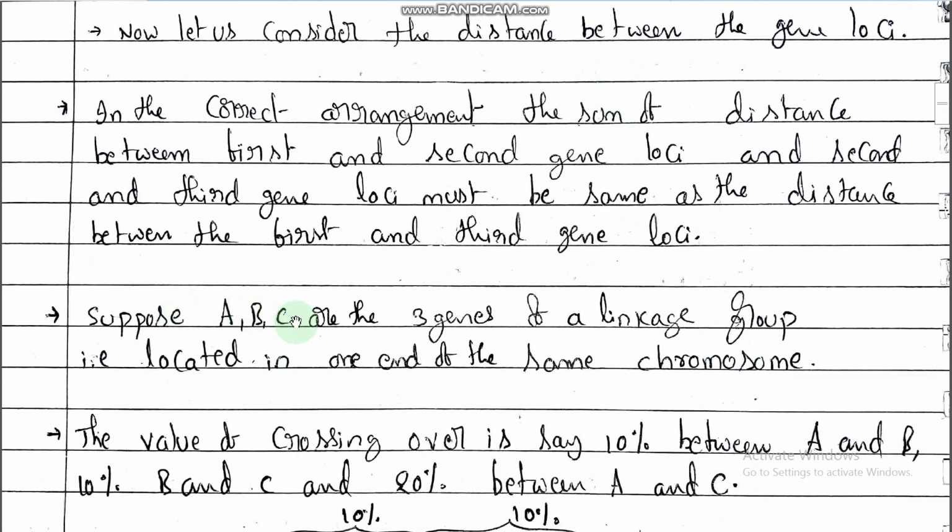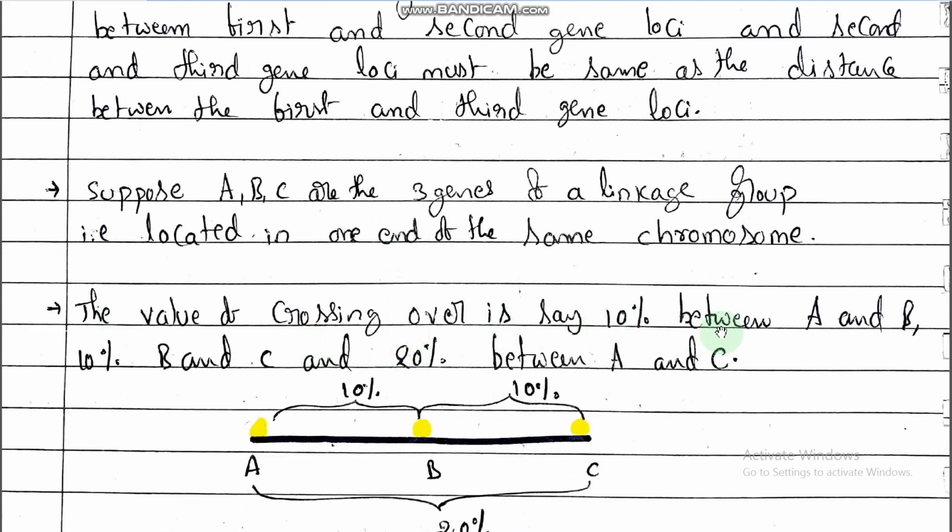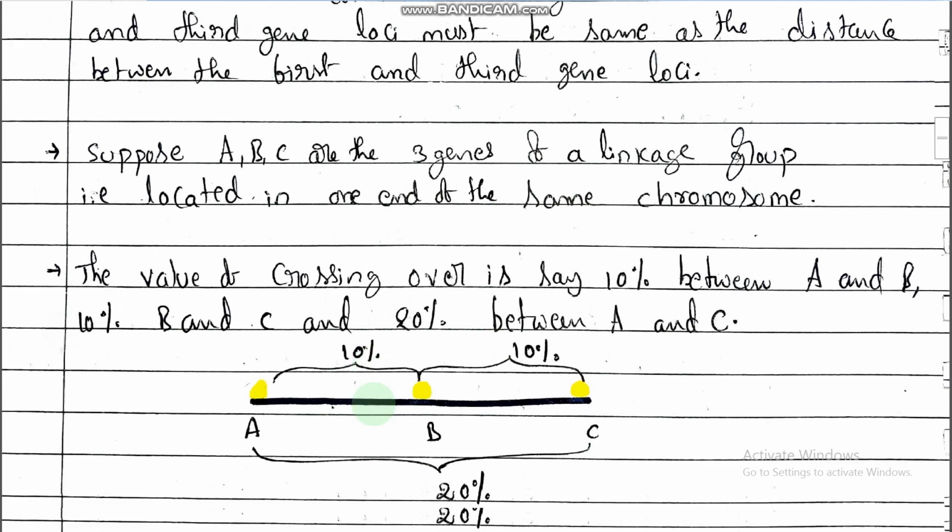Suppose A, B, C are the 3 genes of a linkage group that is located in one end of the same chromosome, right? The value of crossing over is say 10% between A and B, 10% between B and C, and 20% between A and C. So what is the distance between A and C? 20%. Here percent means recombination or crossing over. 1% recombination and 1% crossing over is equal to 1 map unit or 1 centimorgan. Clear? Right, that is what is given here.